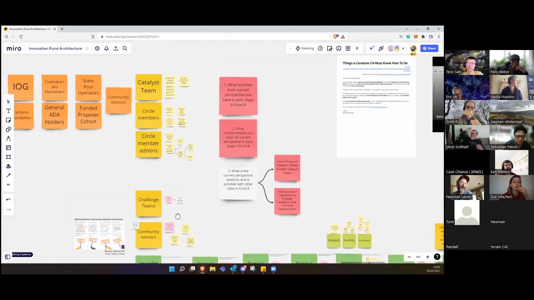And what it seems to be evolving into is some kind of support for proposers once they're funded. But there seems to be a bit of flip-flopping about this from IOG, so I'm not really clear.